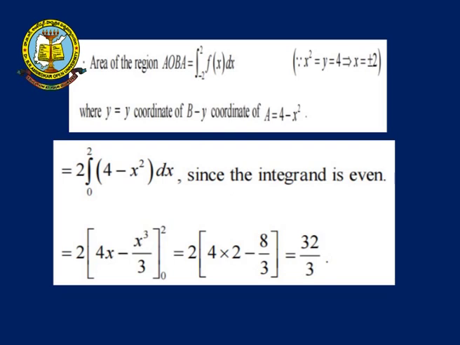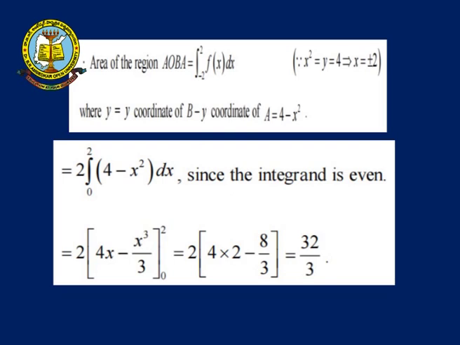So y dx, 4 minus x square into dx, 0 to 2. So 2 times the integral 0 to 2 of 4 minus x square into dx. Here, integrating 4 gives 4x minus x cube by 3, 0 to 2. Here, 2 times of it. Sir, why is it 2 times? It is from minus 2 to 2.